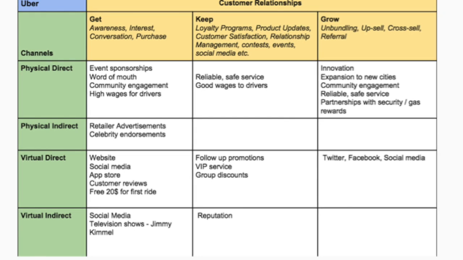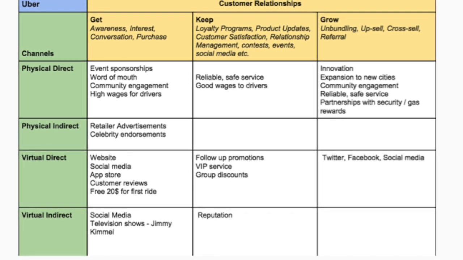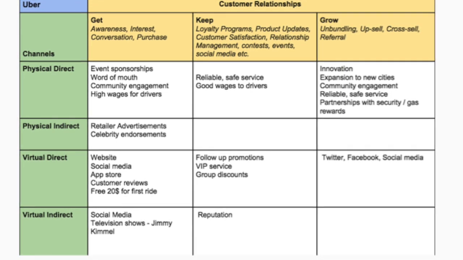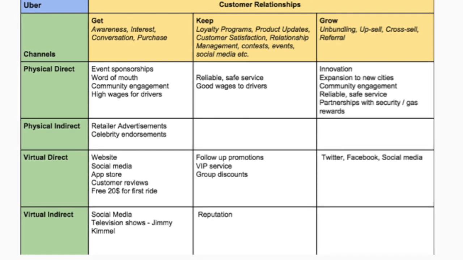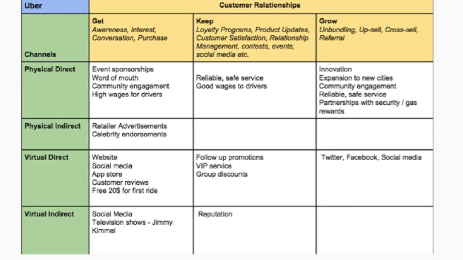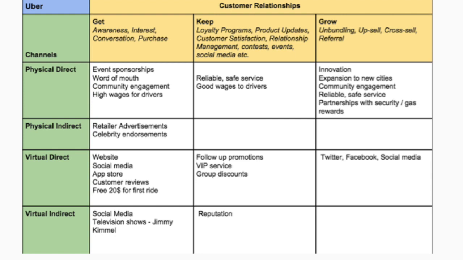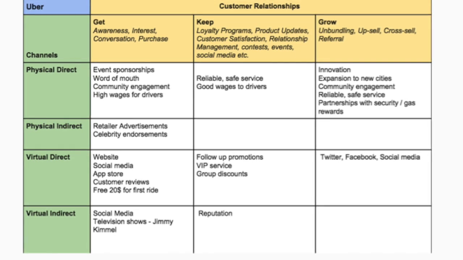So how does Uber keep their customer relationships? Well, a few of the physical direct methods are that they're a reliable, safe service. They've been proven over the years, and people are staying with the company because they know they can get home safe. Secondly, they give good wages to their drivers. This incentivizes drivers to stay with Uber rather than go back to the taxi companies they were probably previously working for.